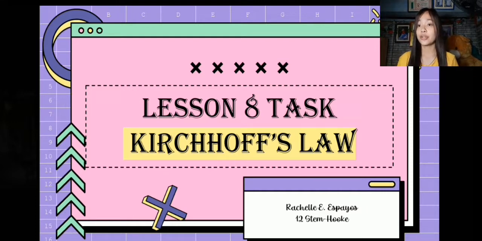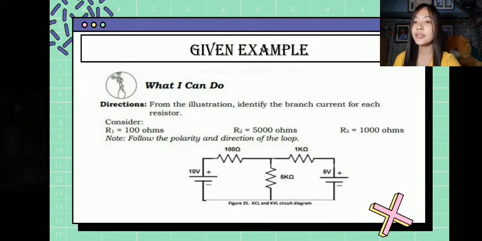the topic about Kirchhoff law. So now, let's start with the most given example. As you can see in the example, there is a given voltage and ohms. In voltage, we have 10 and 5 volts, while in ohms, we have 100 ohms in R1, 5,000 ohms in R2, and 1,000 ohms in R3.